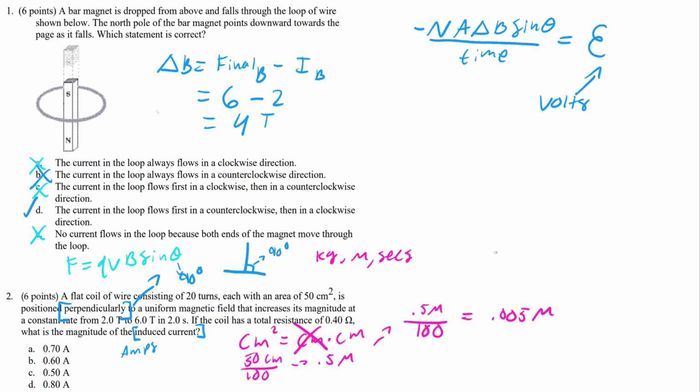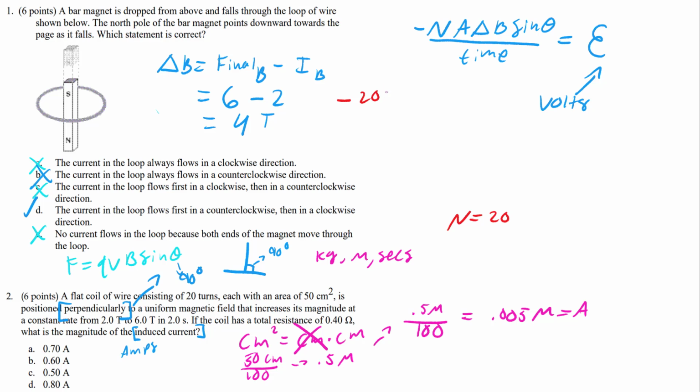All right, so that's my area. And of course, n is just going to be the amount of turns. So n is just equal to 20 turns. All right. So let's put this together. We have negative 20. The negative is just for sign, so you don't feel confused if you get a negative sign.